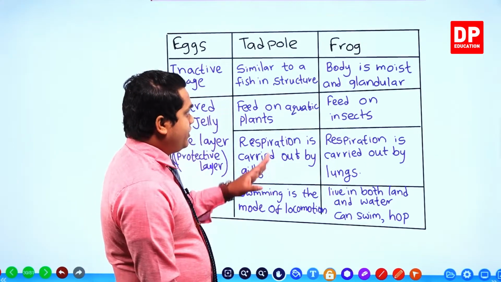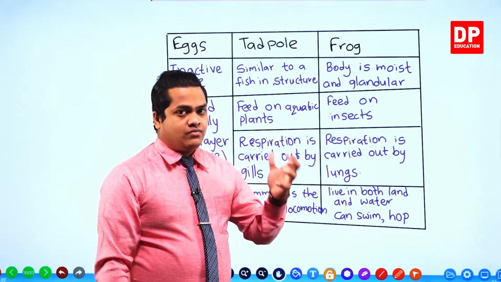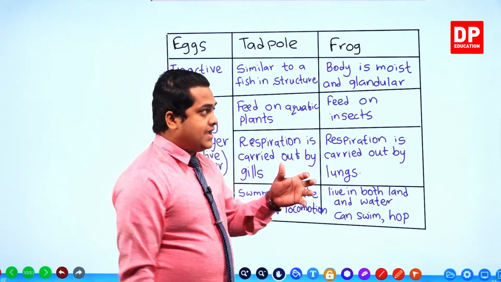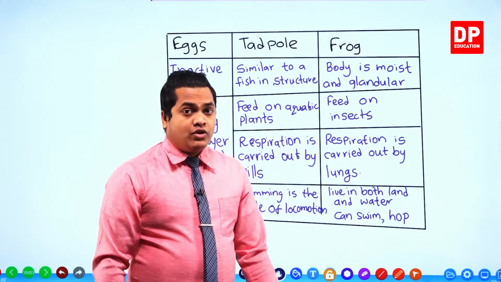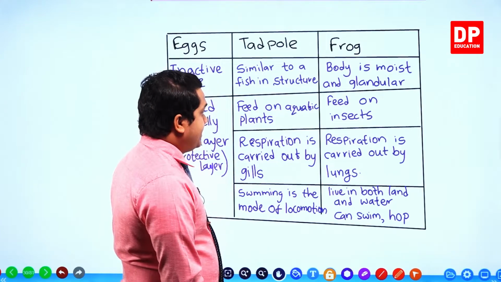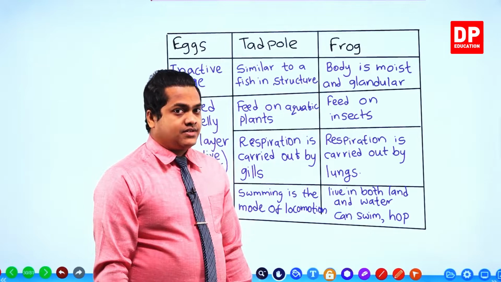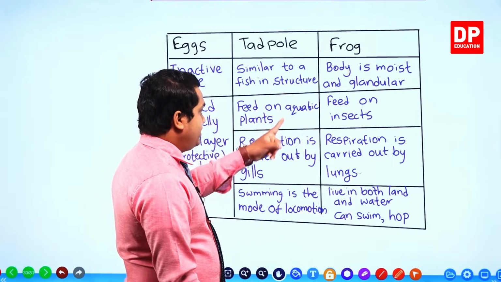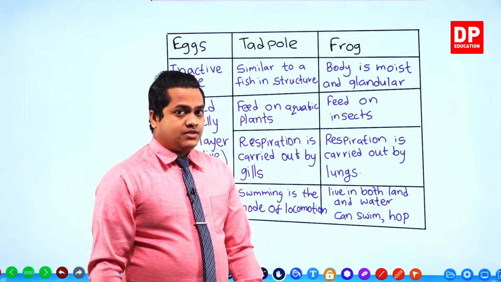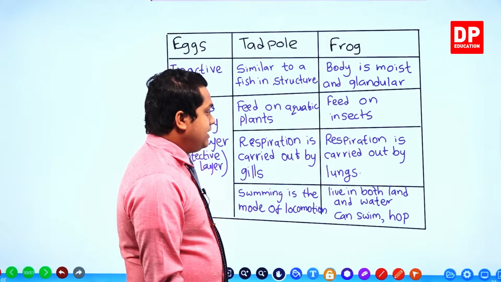But however, if you take the frog, the body is moist. Okay, and it is glandular. Glandular means it contains several glands. Then they feed on insects. But however, this one they feed on aquatic plants. So respiration is carried out by lungs.